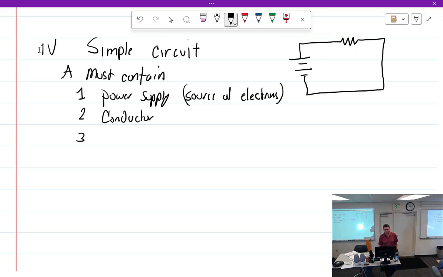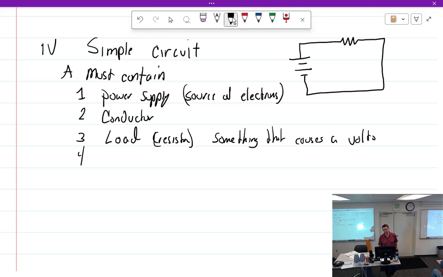We must have some sort of load. In this case, I have a resistor up there. That's a resistor. It doesn't have to be a resistor. It could be a light bulb, a motor, something, but it has to be something that uses up the electrons. Something that causes a voltage drop.